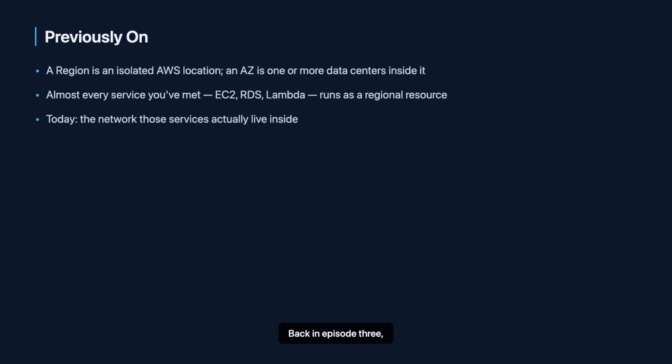Back in episode 3, we covered Amazon Web Services global infrastructure. A region is a geographically isolated location, and an availability zone is one or more data centers inside that region. Since then we've walked through EC2, RDS, S3, DynamoDB, and a whole catalog of services. Almost all of them are regional, and almost all of them launch into a network. Today we finally open up that network and see how it's wired.